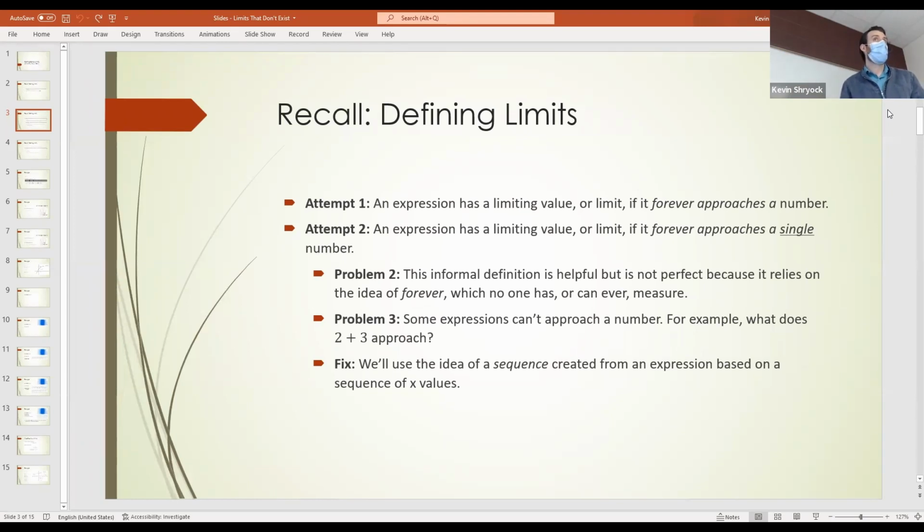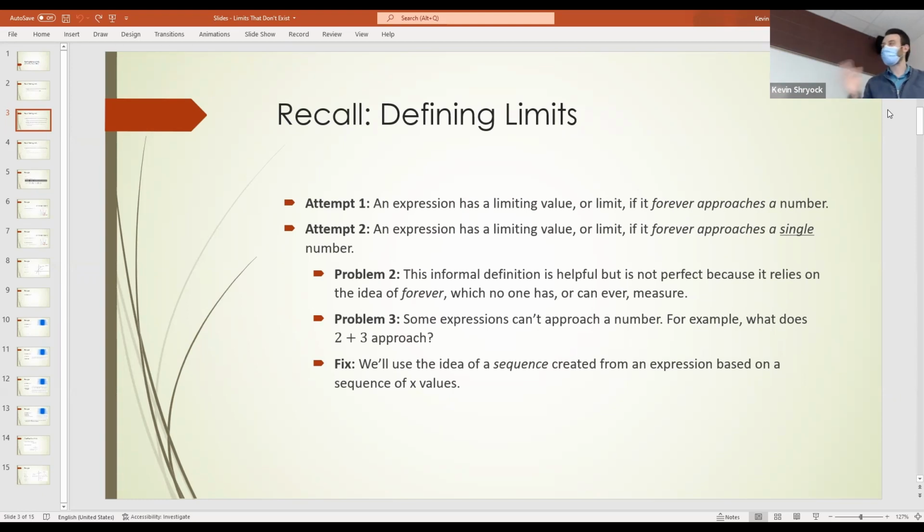Good. The difficulty with that, though, is what does it mean to forever approach? By this point, we should recognize that saying words like forever is about as descriptive as saying words like infinity. It doesn't mean anything. How do you prove that? How do you say, I approach this at forever, if forever is a process you don't end? You can't prove this rigorously. So it has a good idea to it, but words like forever are only good in conversation. They are not good as formal proof. So we need to find a different way of being able to adjust this.